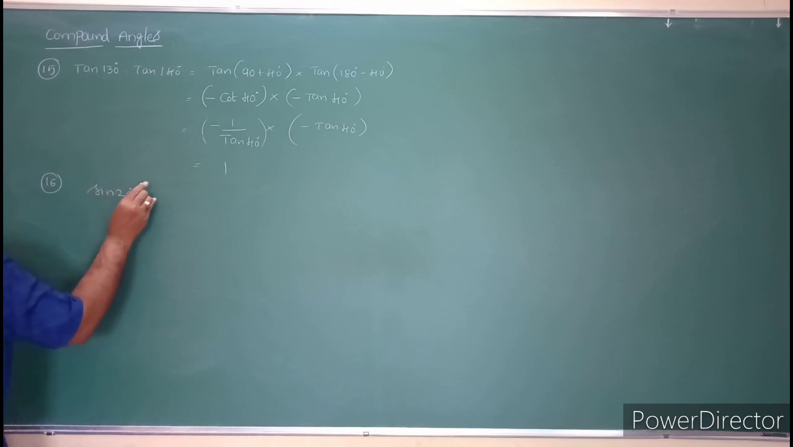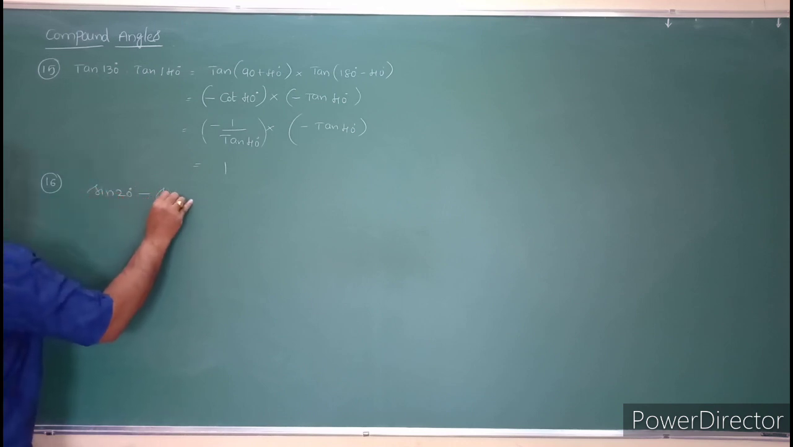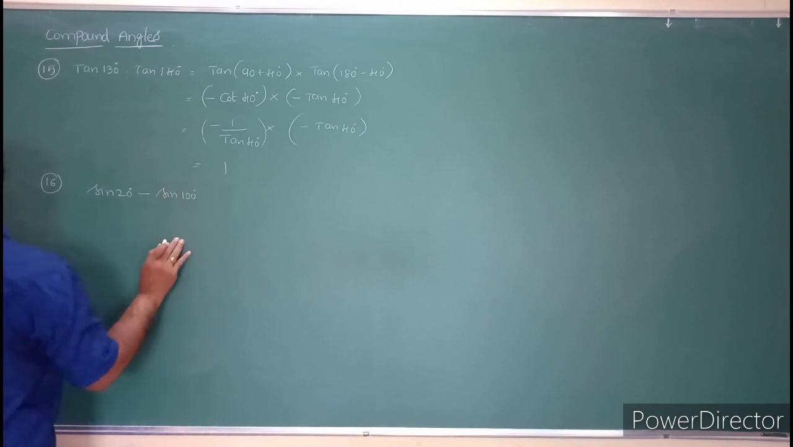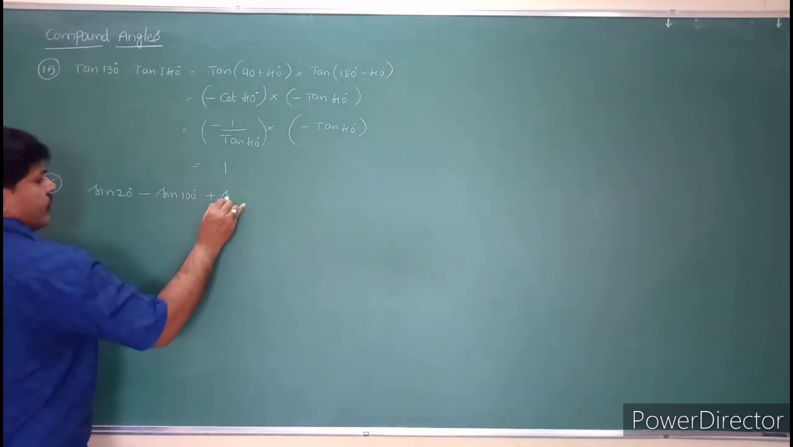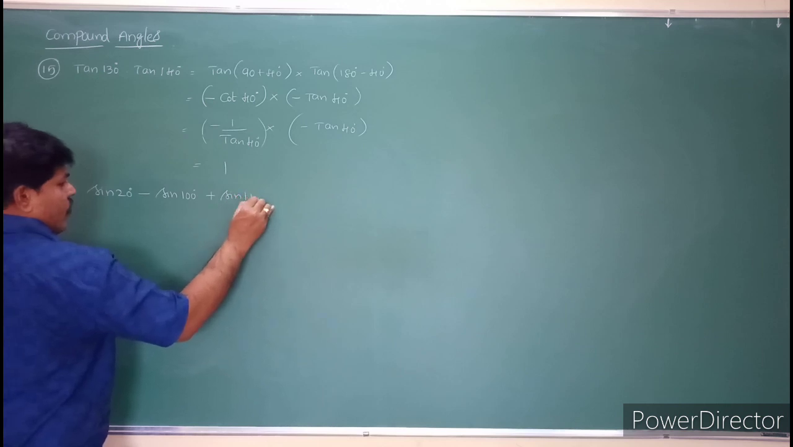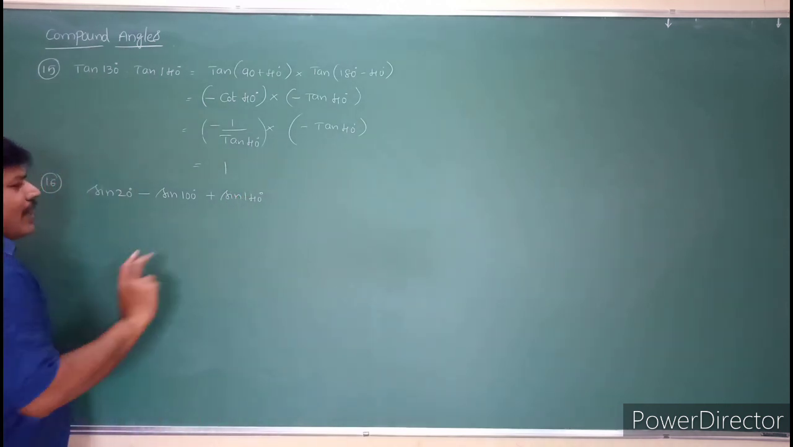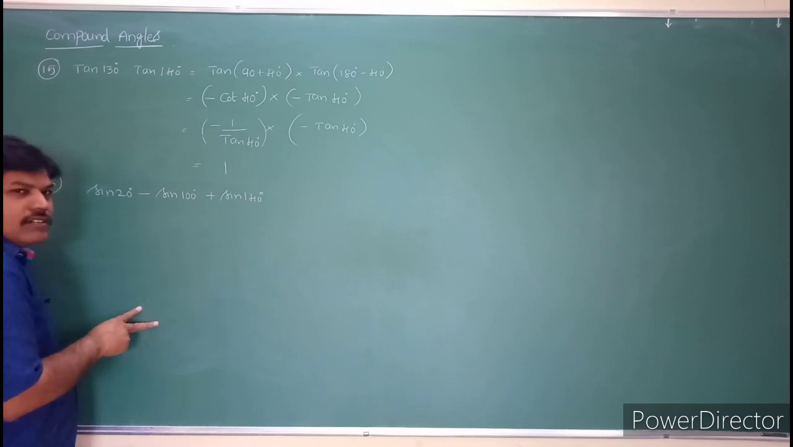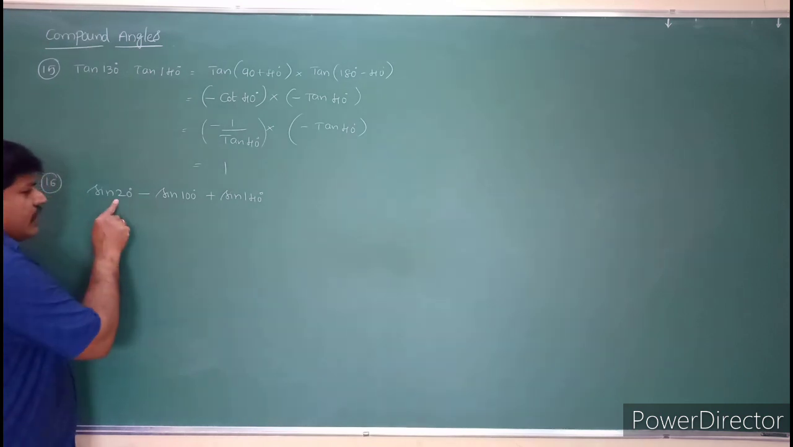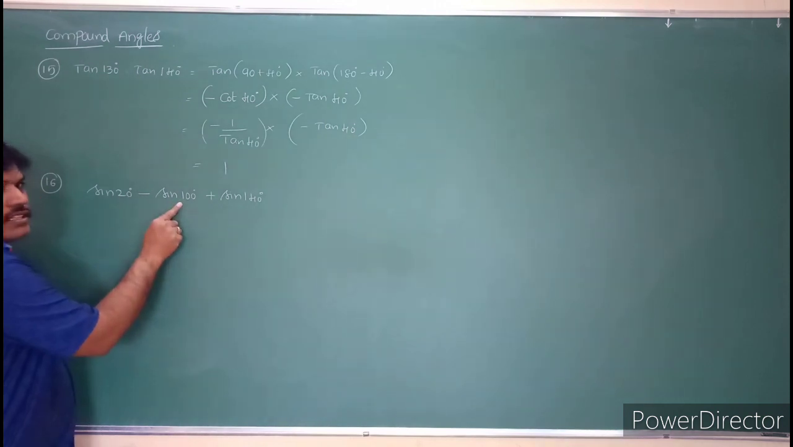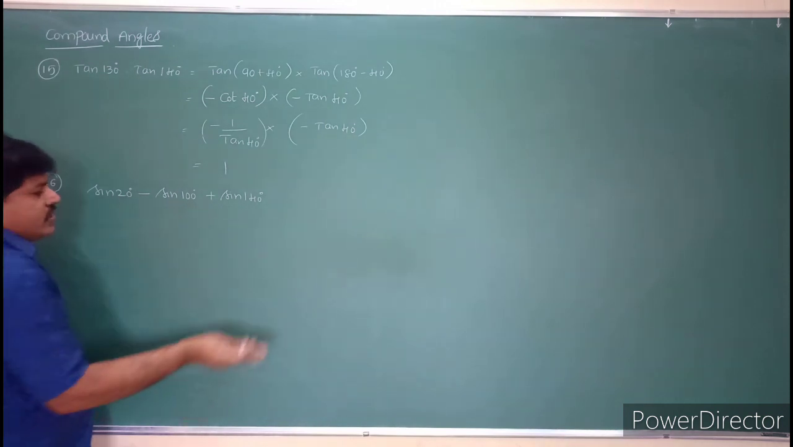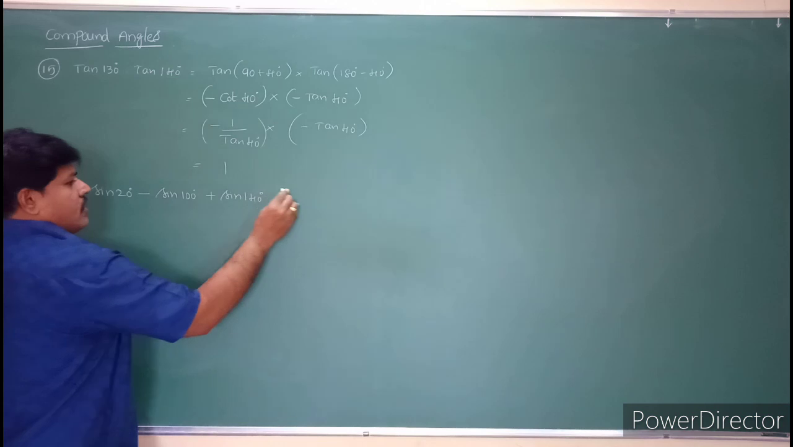Sin 20 degrees minus sin 100 degrees plus sin 140 degrees. So what I observed here is that some formula is there. What is that formula? Sin theta is nothing but sin of 180 minus theta. So see this one, what is the formula here?